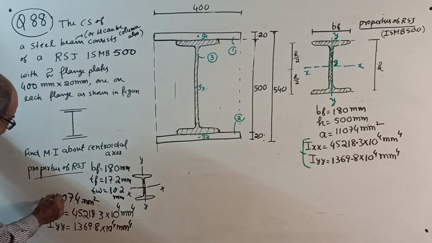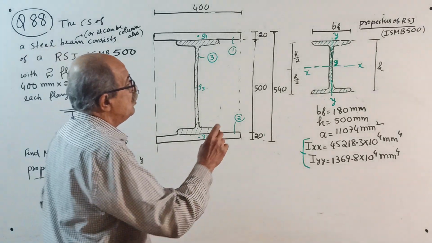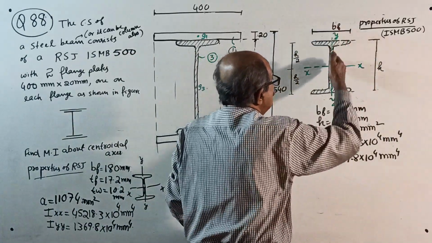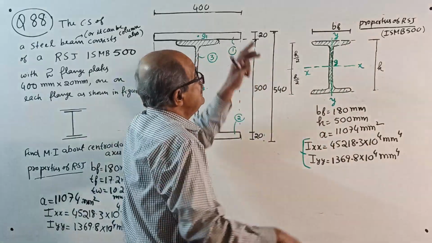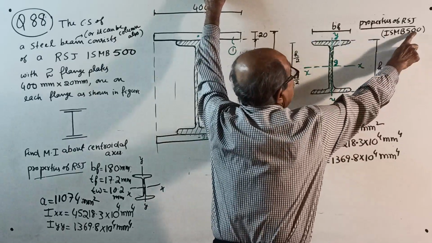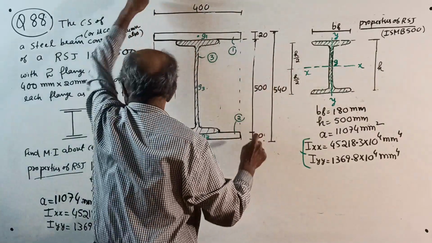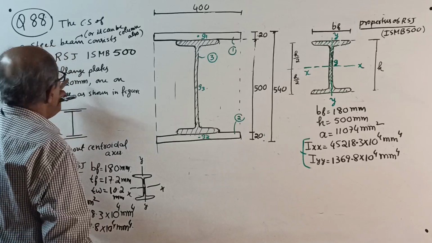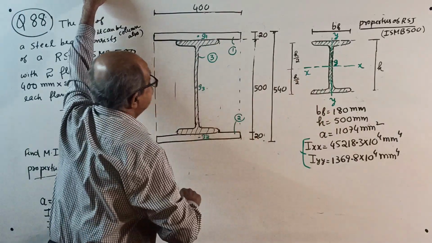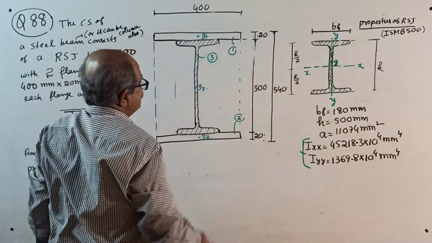Okay, in the question it is given as 11074 mm square. Also they told the I about this axis is so and so. I about this axis is given in the question. See, this is called H. Remember, this H is nothing but that number only, that is 500. The plates are 400 by 20. See, this width of flange is 180. Plate width is 400. So the plate will come beyond the flanges.